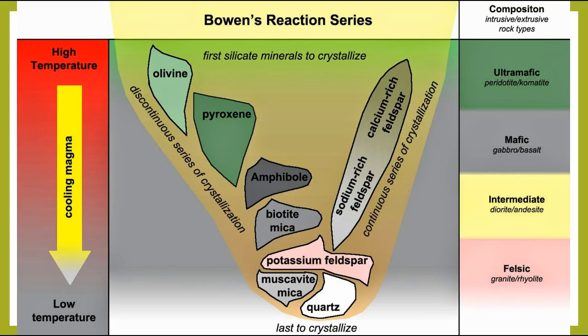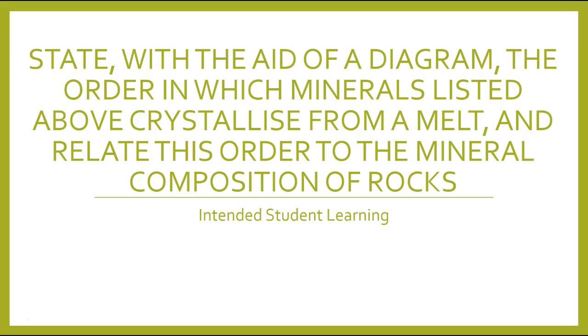And therefore, similar temperature minerals tend to be found in the same igneous rocks. So you'll always find pyroxene and calcium-rich feldspar in a mafic rock. You'll always find potassium feldspar, muscovite, mica, and quartz in a felsic rock, like granite, for example. So you should be able to state now, with the aid of a diagram, the order in which minerals listed above crystallize from a melt and relate this order to the mineral composition of rocks.